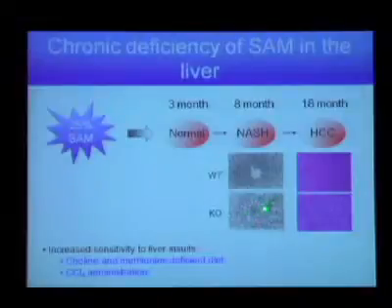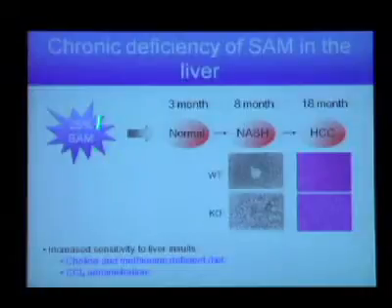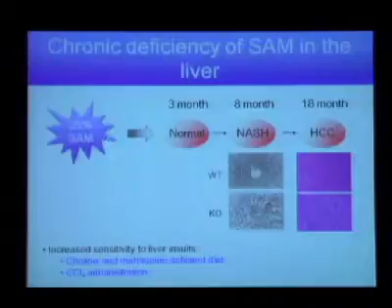You see all these fat accumulations and lymphocyte infiltrate, inflammation in the liver parenchyma. And also by the age of 15 or 18 months, all the knockout mice, 100% of them, develop hepatocellular carcinoma. So our model was deficient in the production of S-adenosylmethionine in the liver, and in fact, this seems to be a factor that contributes to the progression of this disease.